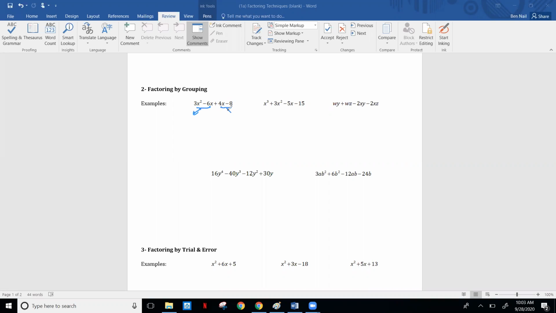If we look at the groups individually, 3x squared minus 6x, we can factor out a 3x, leaving me with x minus 2. Looking at this 4x minus 8, we can factor out a 4, leaving me with x minus 2. And now you can see the greatest common factor of x minus 2. So here we have 3x times x minus 2. Here we have 4 times x minus 2. So my greatest common factor is actually that x minus 2. And if I factor it out, that would leave me with 3x plus 4.